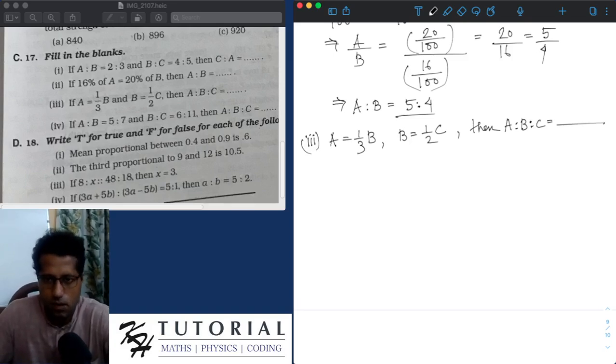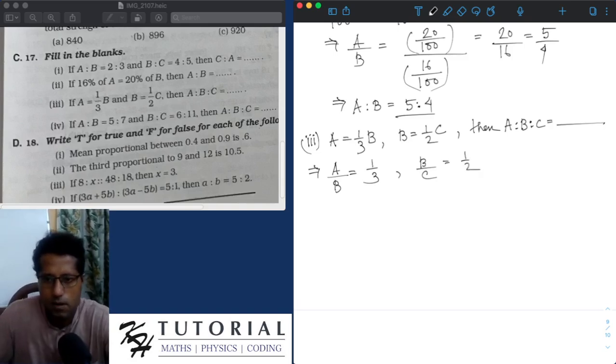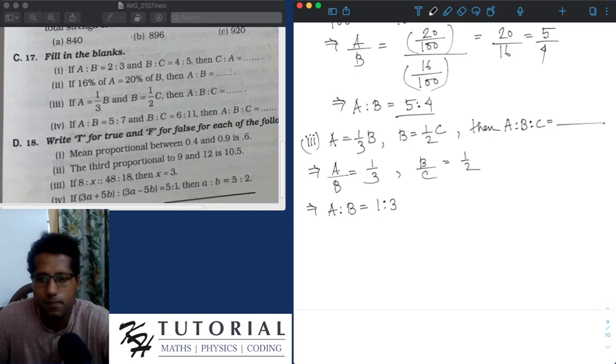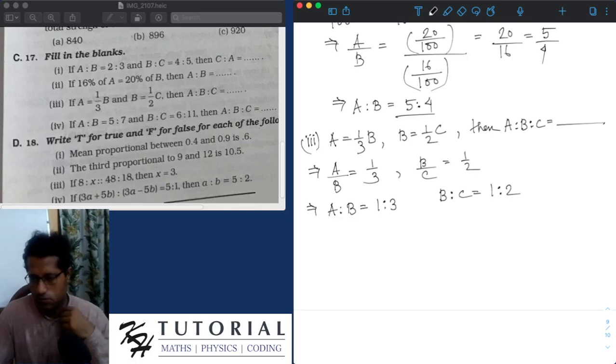Okay. Now A equals 1 by 3 B implies that A by B equals 1 by 3. Also B equals 1/2 C. This implies B by C equals half. Now A by B equals 1 by 3 implies that A is to B equals 1 is to 3, and B by C equals half means B is to C equals 1 is to 2. So we have A is to B and B is to C, but we see that the B terms are not the same.